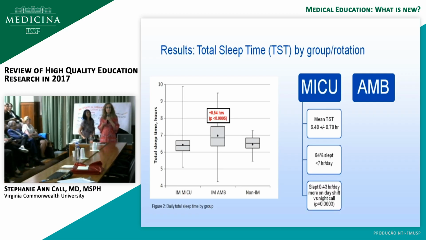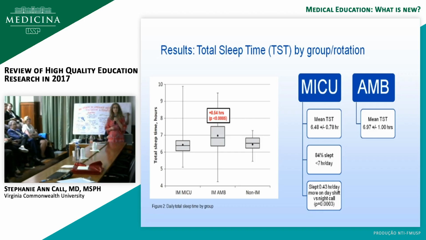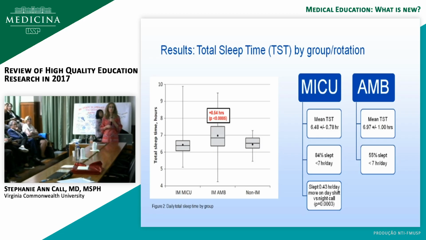They slept a little bit over half an hour more if they were on a day shift than on an overnight call or an extended shift. On their ambulatory block, as you can see here, they got more sleep, and their mean total sleep time was almost at 7. Which again becomes an important number. And unfortunately, while better, still 55% of trainees slept less than 7 hours a day.